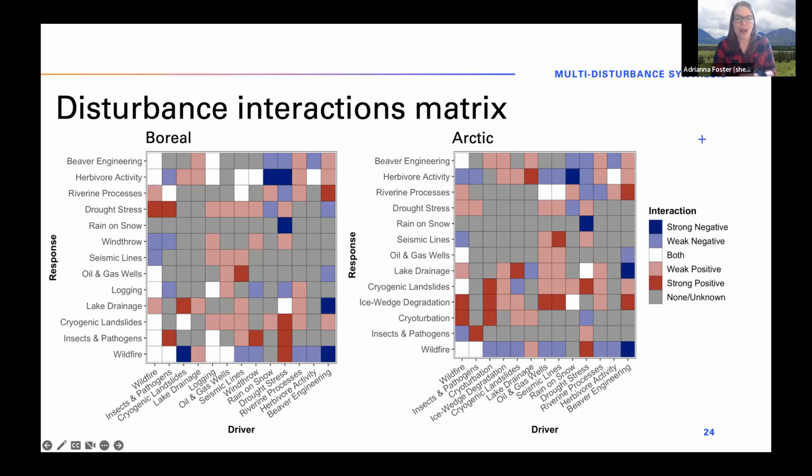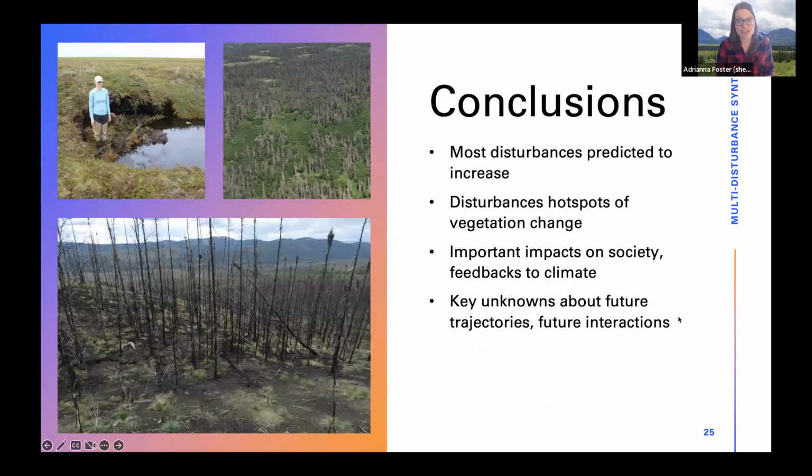However, as disturbances increase in range, frequency, and severity, we expect more of them to interact because more of them are going to be co-occurring. And so really we saw this as kind of a launching off point for future studies. And yeah, so to wrap up, most of these disturbances are predicted to increase in the future. And then these disturbances really function as hotspots of vegetation change against the backdrop of long-term climate change. And they have really important impacts on society. They have the capacity to feed back to climate. And then as we found, there are these key unknowns about future trajectories and future interactions between the disturbances.